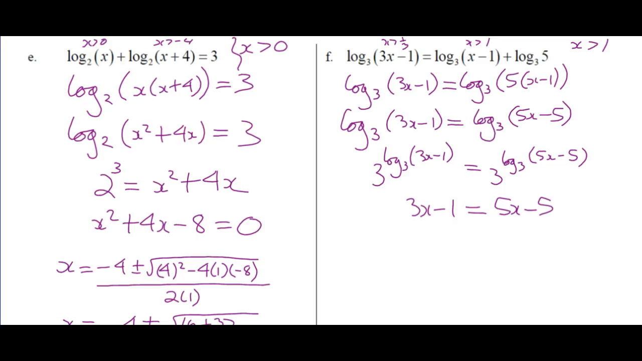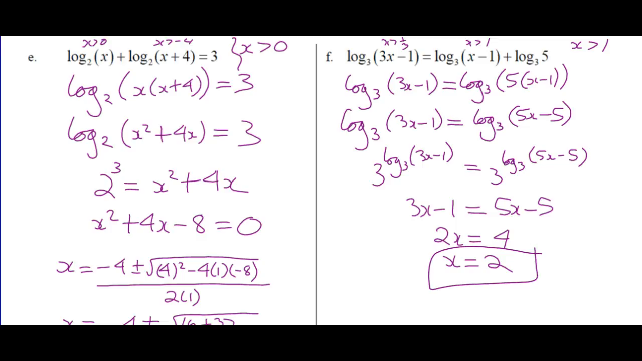I mean, legit, you could just look at it and say these two guys are equal to each other. But if you want some mathematical, what allows you to do that? I'm going to take 3 and raise it to each side. As long as I do the same thing to both sides, it stays equal, right? Okay, what do we get? 2x is 4. X is 2.